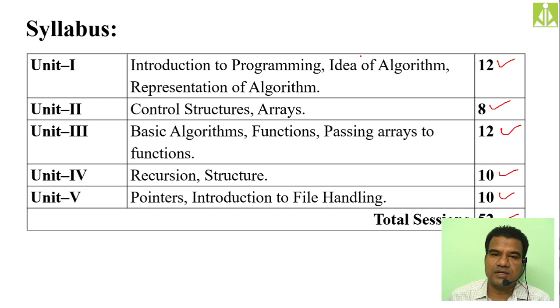Okay, the first unit is Introduction to Programming, Idea of Algorithm and Representation of Algorithm. Second unit, Control Structures and Arrays. Third unit, Basic Algorithms, Functions, passing arrays to functions. Fourth unit, recursion and structures. Fifth unit, pointers and files concepts. All these things we have to complete in 52 sessions. So now we see the unit-wise syllabus.